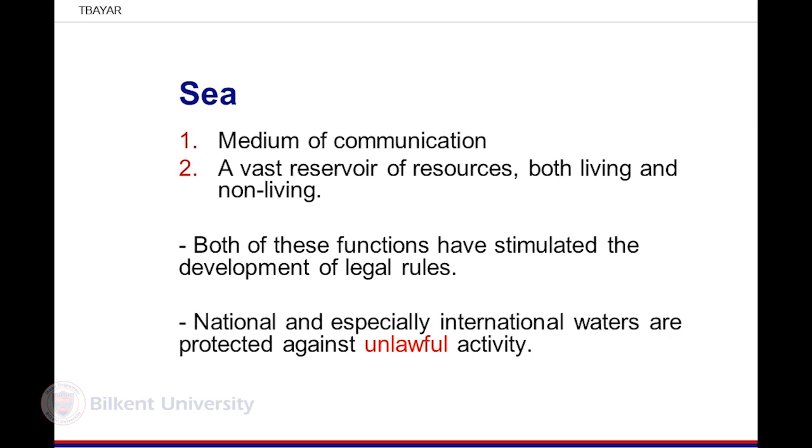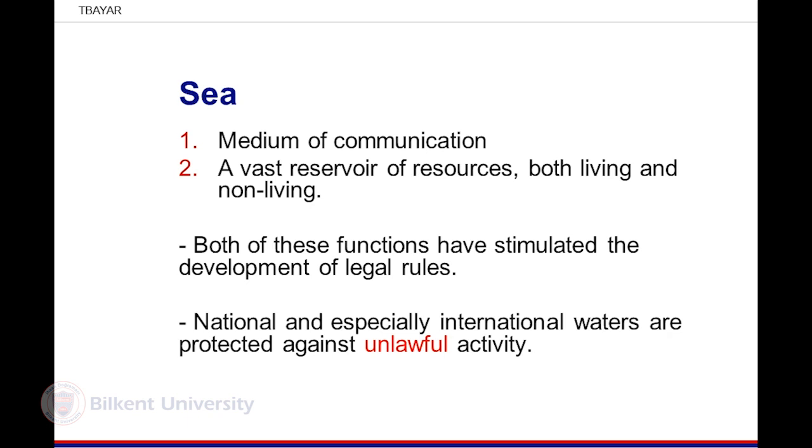While talking about the law of the sea, there are two things that we are supposed to be aware of. First of all, what a sea is, how to define it. Secondly, what a ship is, how to define it. Sea is quite important because of the resources it has in it. It's a huge reservoir of resources. So the resources in it are important.